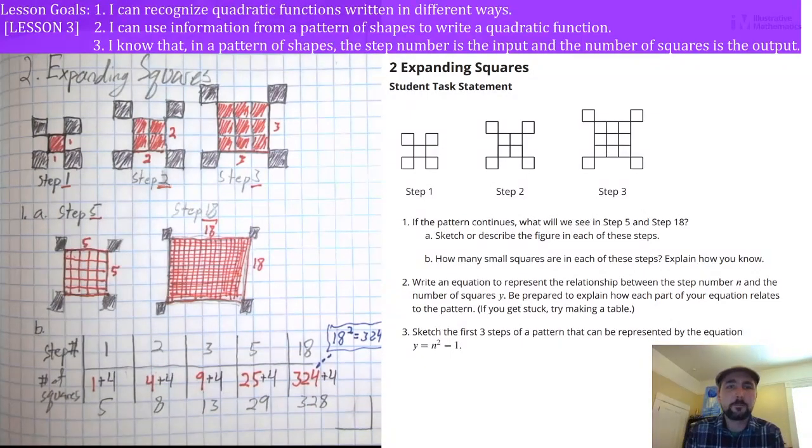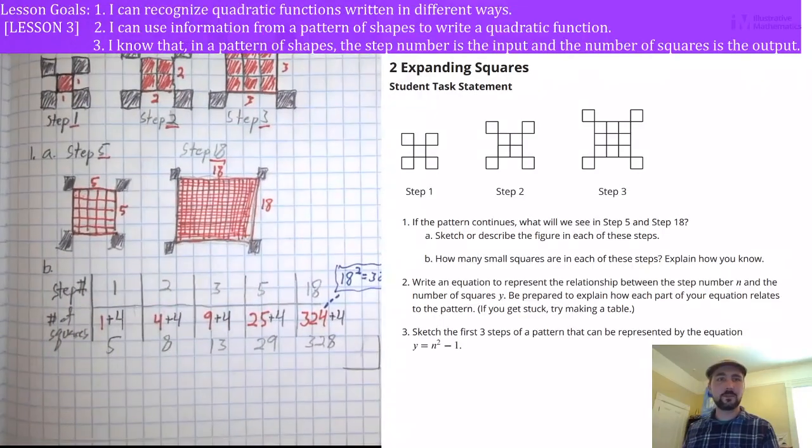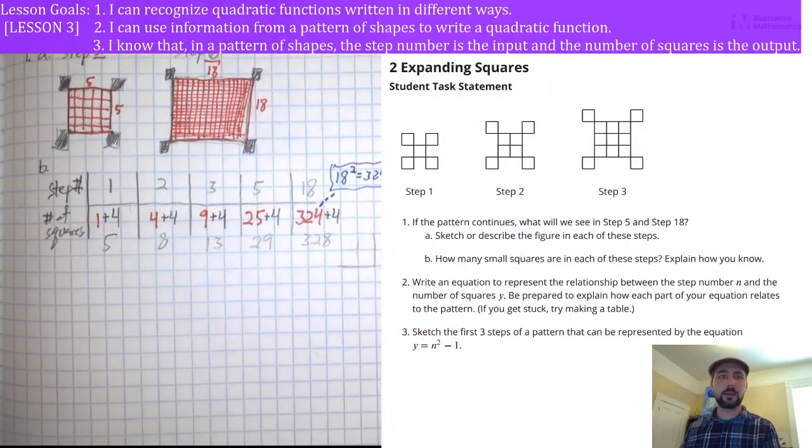Okay, welcome back. So number 2 says, write an equation to represent the relationship between the step number n and the number of squares y. Be prepared to explain how each part of your equation relates to the pattern. If you get stuck, try making a table. We already made a table, so great. We'll just have to augment it based on their new directions. So let's scroll up a little bit.